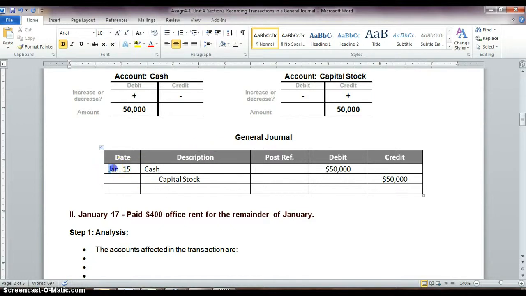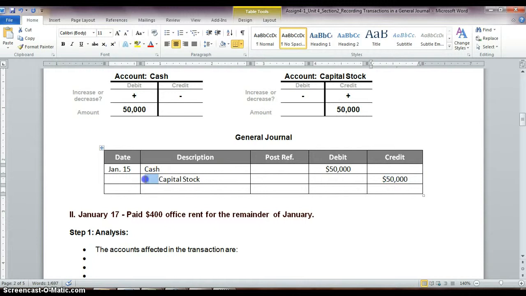So we want to start with the date. We saw that on January 15th this transaction was happening. With description, you always put the account name that you're working with, and you always want to list your debited account first. Just get in that routine to make it easy for you and keep it consistent. List your debit account first and your debit amount. Then we're going to list our credited account next on the following line, along with our credited amount.